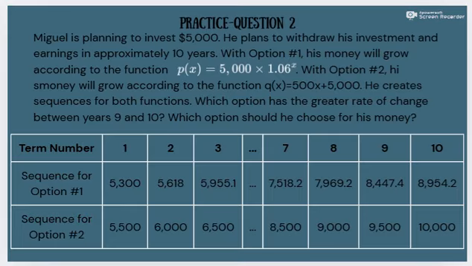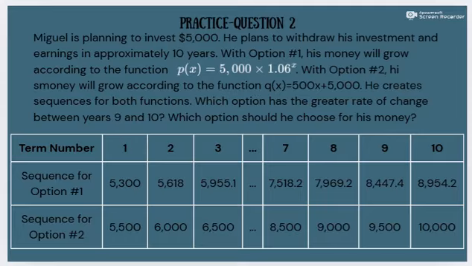Okay, practice question number 2. Miguel is planning to invest $5,000. He plans to withdraw his investment and earnings in approximately 10 years. With option number 1, his money will grow according to the function p of x is equal to 5,000 times 1.06 raised to the power of x.